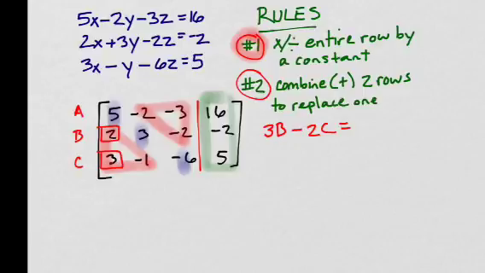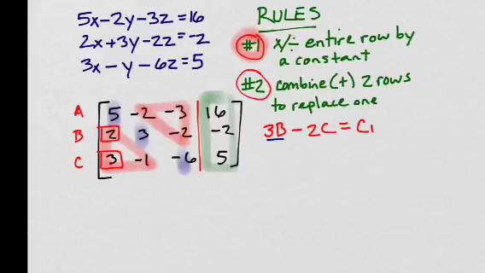I'm going to take whatever I could get out of there. I'm going to put that in the new C row, so I'll call it C1 to differentiate it from the original C. Okay, we'll see about that in just a minute. Let's do these steps. So 3 times the B row.